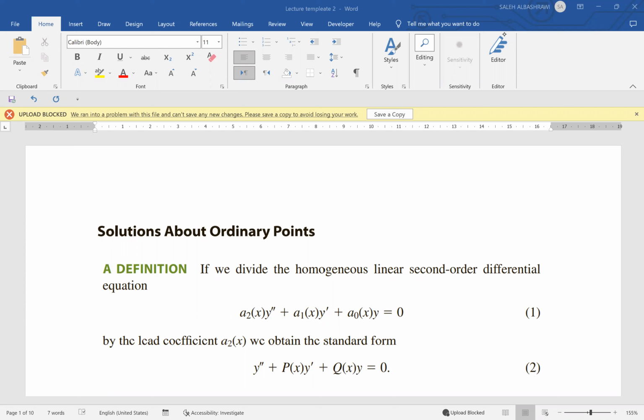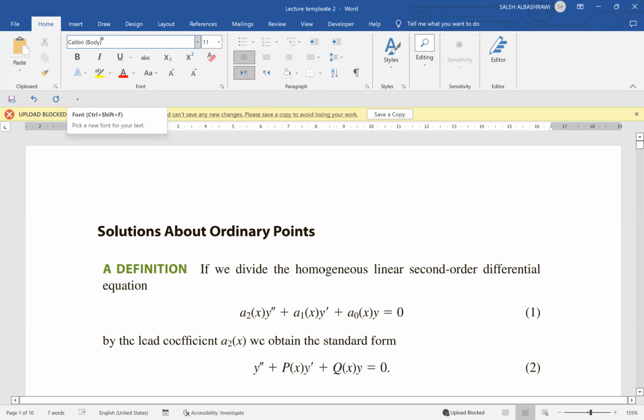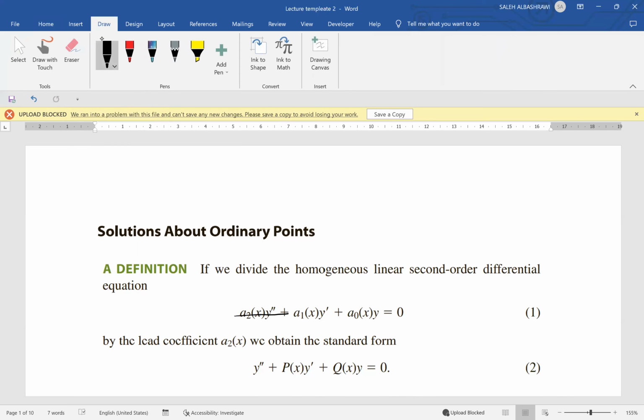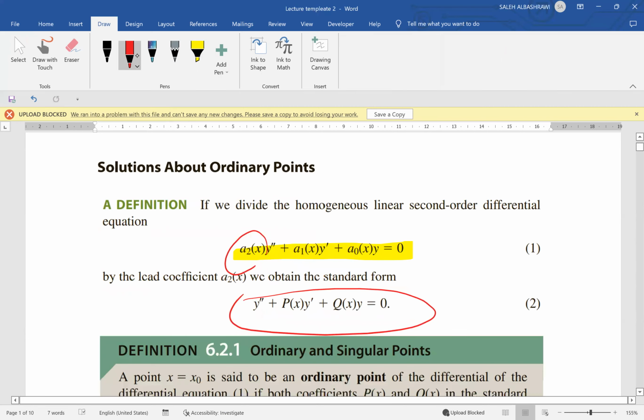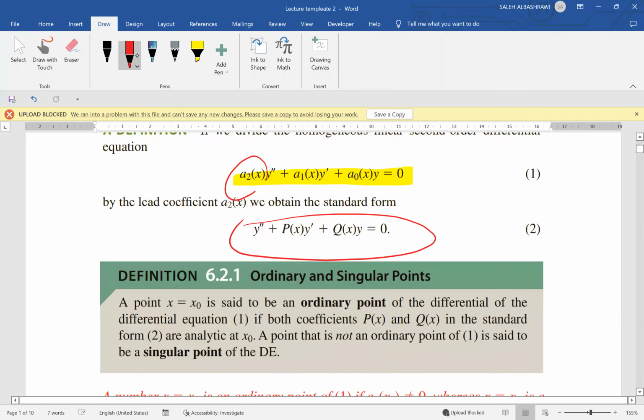Start with the definition. If we have the second order differential equation a2(x) y double prime plus a1(x) y prime plus a0(x) y equal to 0, we divide by the leading coefficient, which is a2. Then we will have the standard form: y double prime plus p(x) y prime plus q(x) y equal to 0. And for this one, we can now define something called the ordinary point or the singular point.